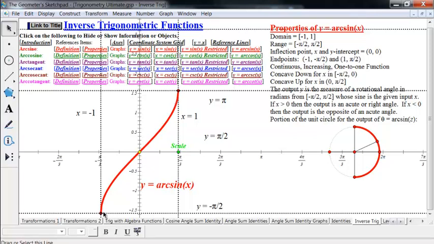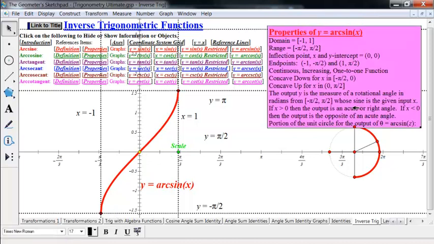Notice that it is a continuous increasing function. The origin is also an inflection point because this part down here in the third quadrant is concave down, and the part up here in the first quadrant is concave up. Now when I said third quadrant and first quadrant, I'm talking about this graph, not the unit circle picture. So this is a continuous, increasing, one-to-one function, concave down for x going from negative pi over 2 to 0, and concave up from 0 to pi over 2.